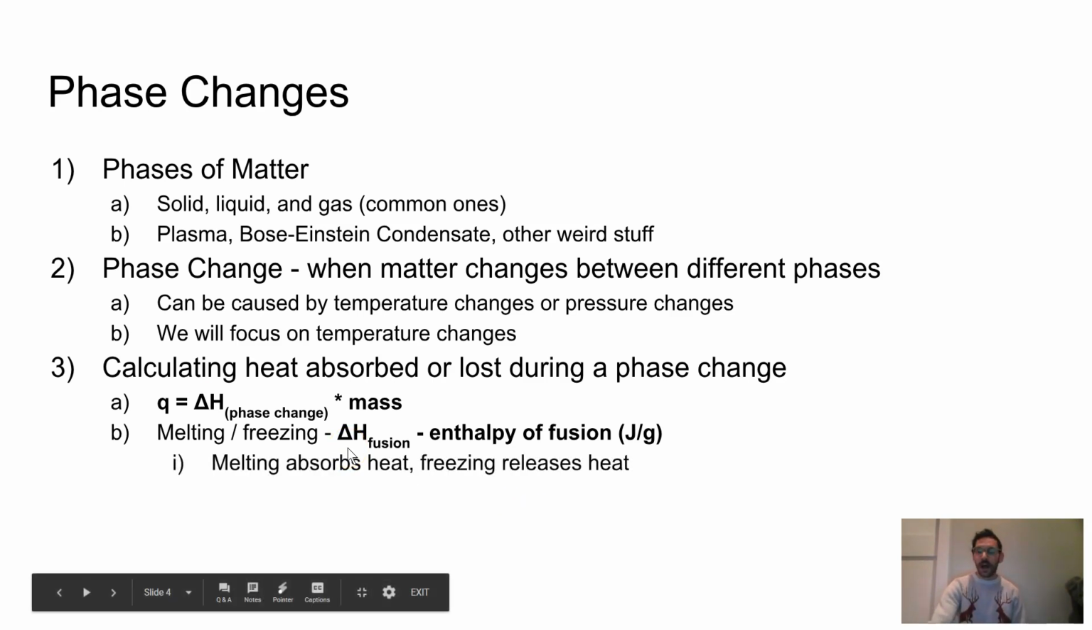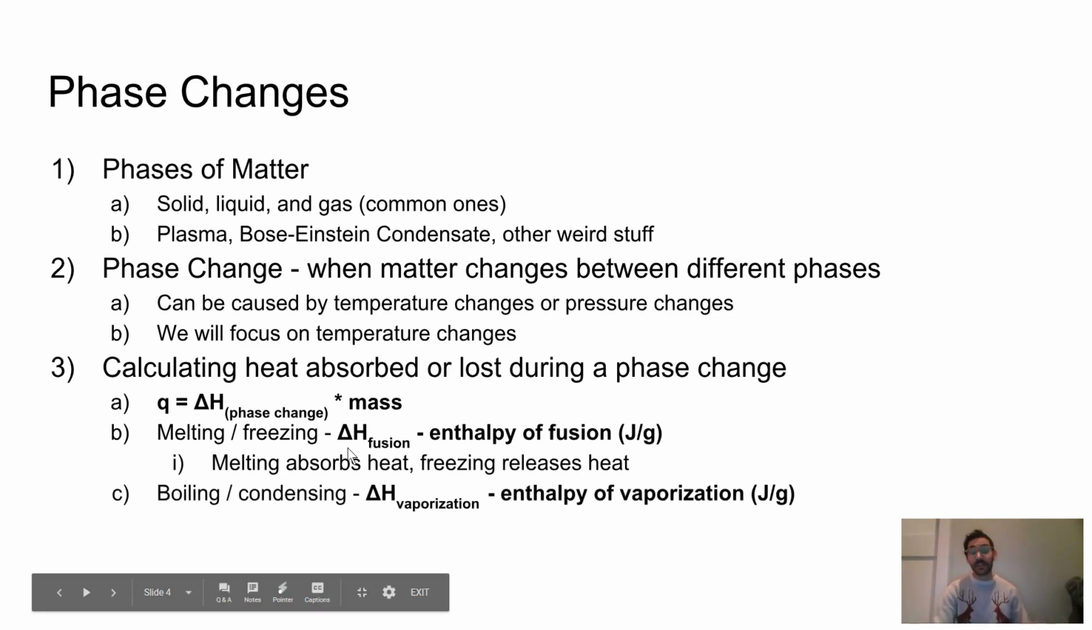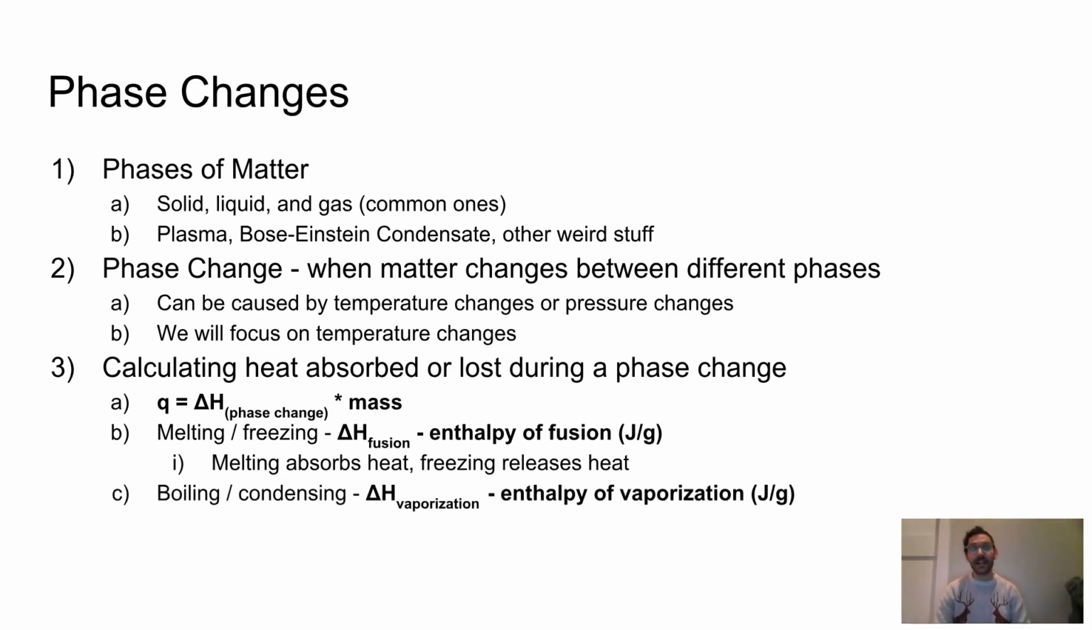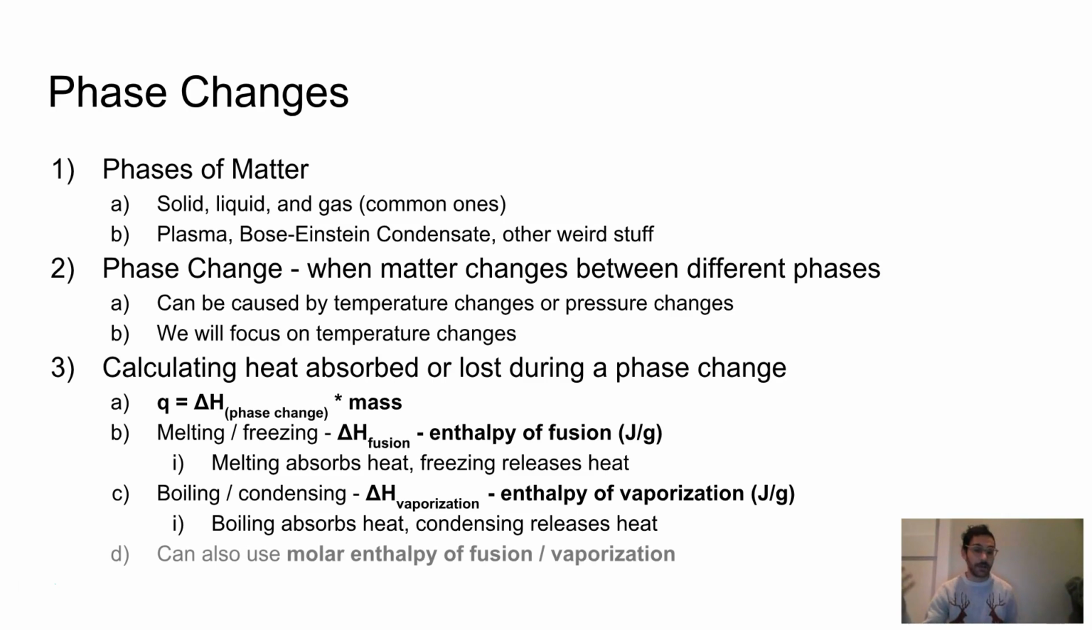Same number. And if we're boiling something, turning it into a gas, or condensing it, we're going to use the enthalpy of vaporization. If you have 100 grams of water and you cause it to vaporize, that's going to, of course, absorb heat. And if it then condenses, it's going to release that exact same amount of heat back out. We can also use the molar enthalpy of vaporization and fusion, kind of like we can also use molar specific heat instead of a mass-based heat capacity.